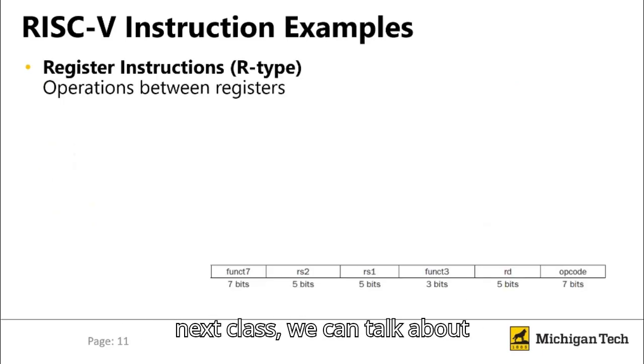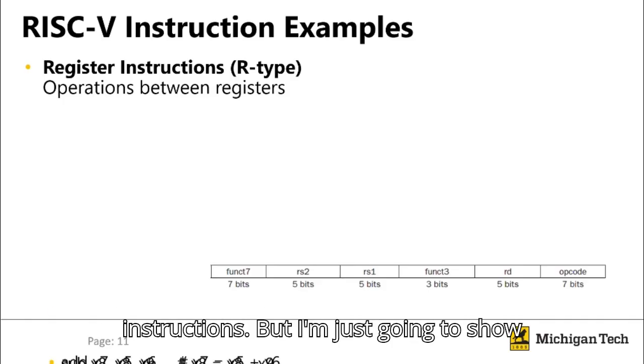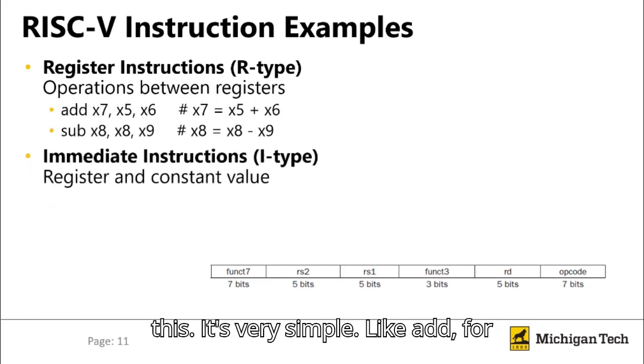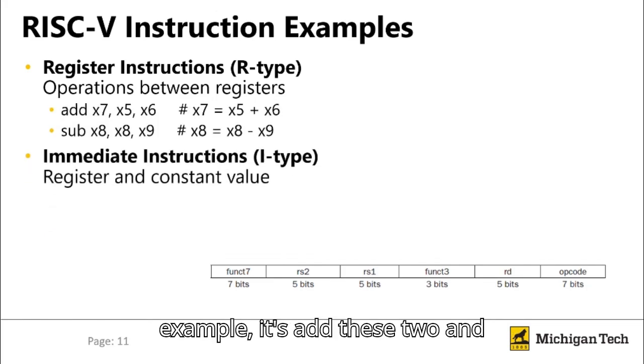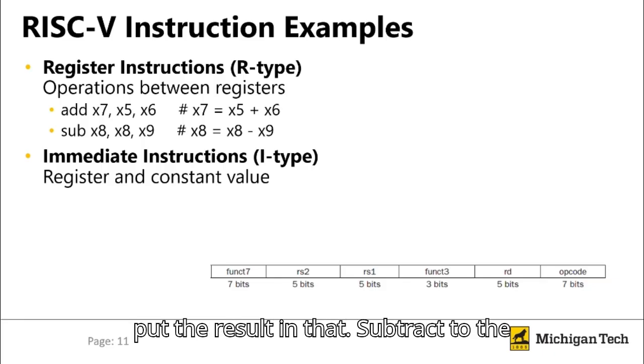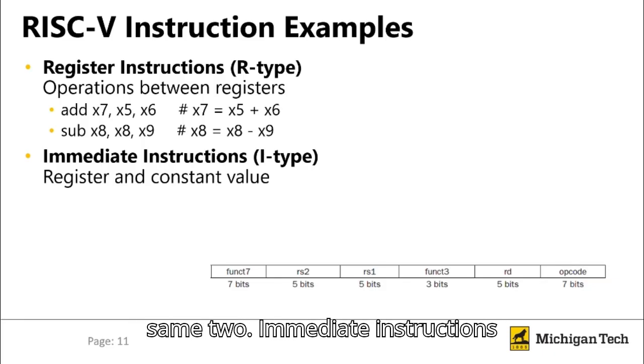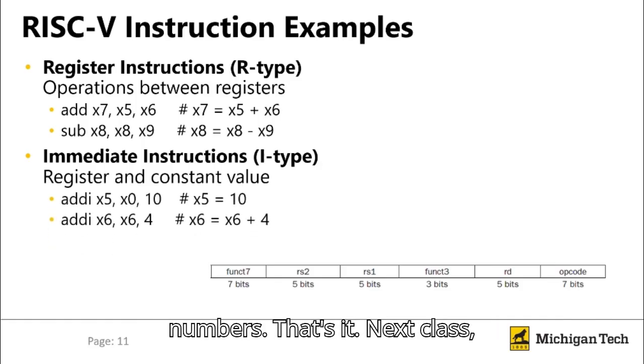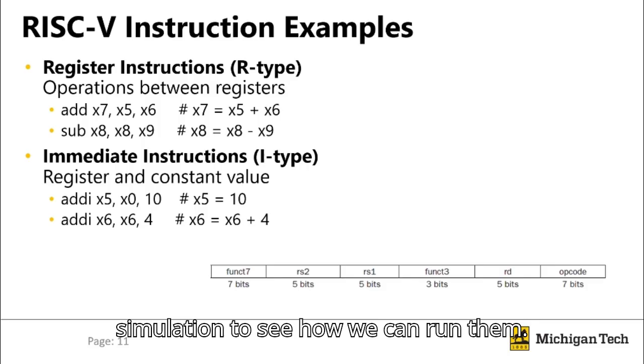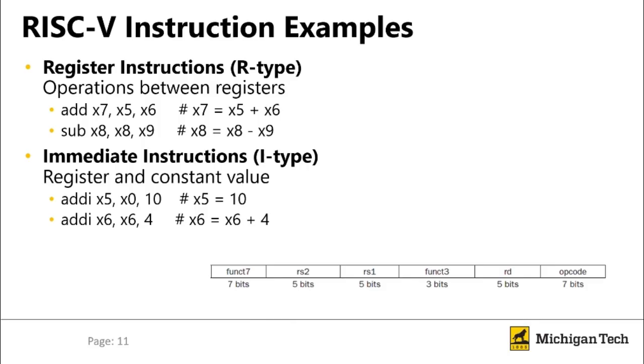Next class we can talk about instructions, like register instructions, but I'm just going to show this. It's very simple. Add, for example, adds these 2 and puts the result in that. Subtract does the same. Immediate instructions work with constant numbers. That's it. Next class, we're going to talk more about serial codes and some simulation to see how we can run them.